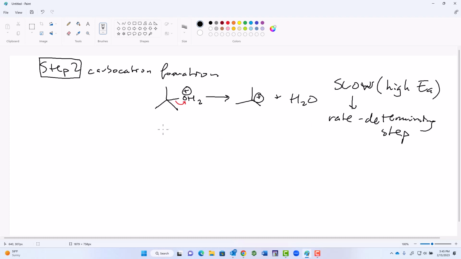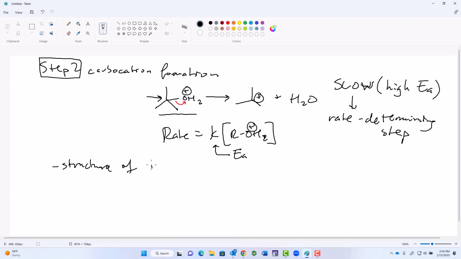What we can also see is the rate of this reaction is going to be governed by the rate law, which is governed by the concentration of the alkyl oxonium ion. Remember, rate laws are governed by the reactants of the particular reaction. This k here is going to tell us about Ea. So the larger k, the smaller the Ea. And if we look at the energy diagram for this, we can see that the Ea is totally dependent on the structure of this alcohol. So the structure of ROH determines the overall rate here.